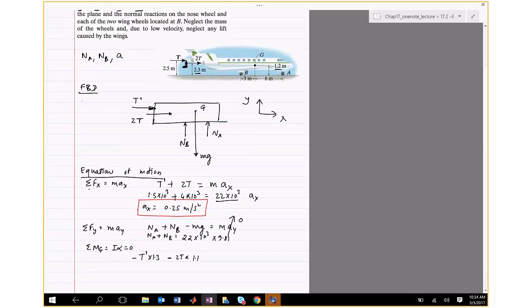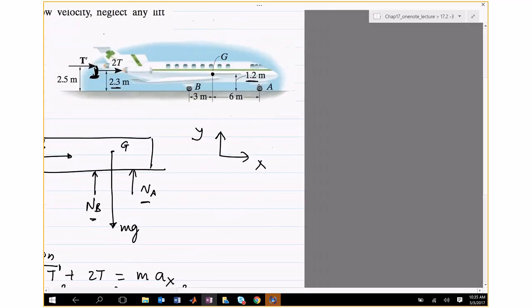We still have two more forces, NB and NA. NB is acting vertically upwards, and we want to find the perpendicular distance from G. So now the perpendicular distance is the x distance from G to B. That's 3. Okay, so it's NB times 3.